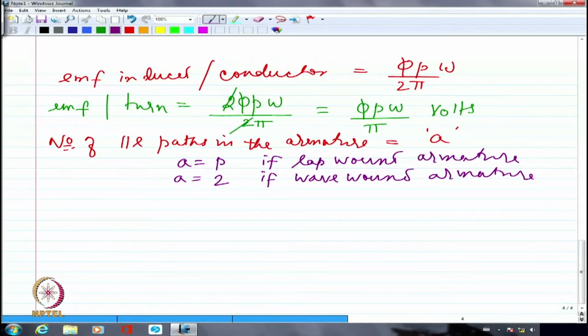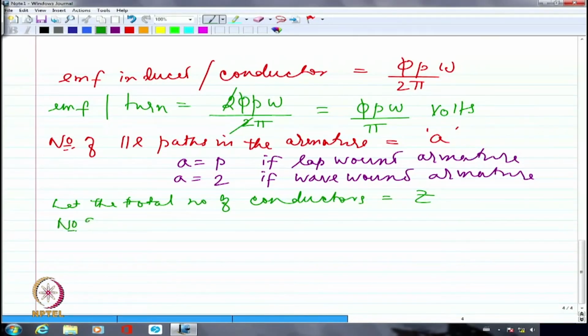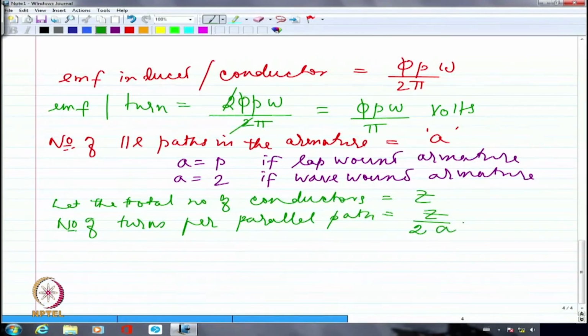Right? And let's say the total number of conductors I have is Z. Let the total number of conductors be equal to Z. So the number of conductors or turns per parallel path will be equal to, first of all, I have to divide this by 2 to get the number of turns, and I have to divide it by A to get how many turns are there per parallel path. So that is essentially Z by 2A.